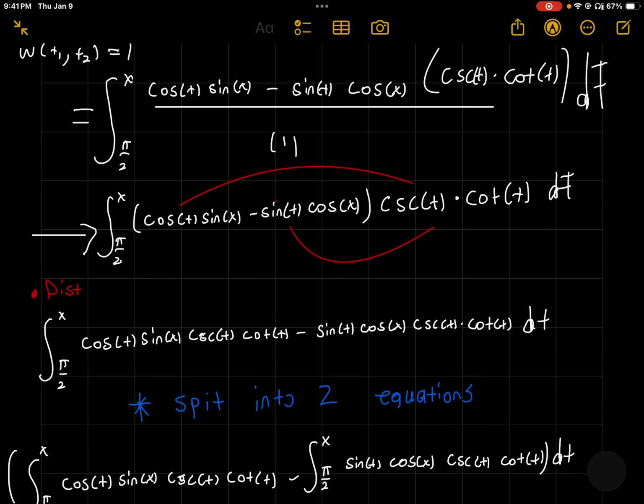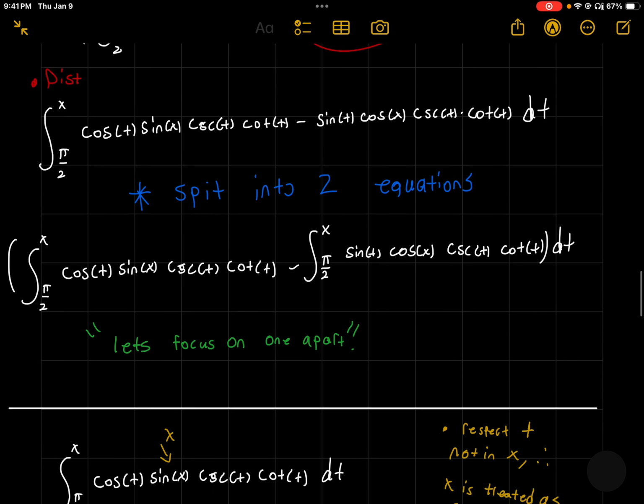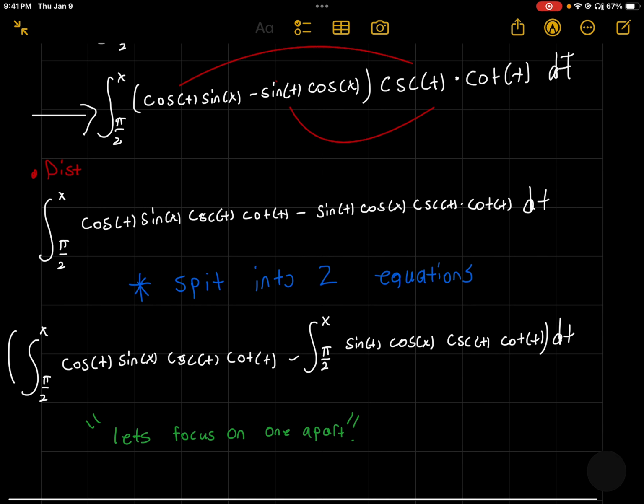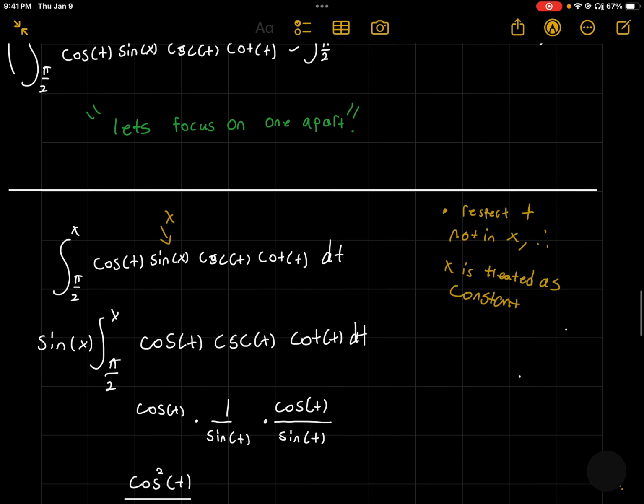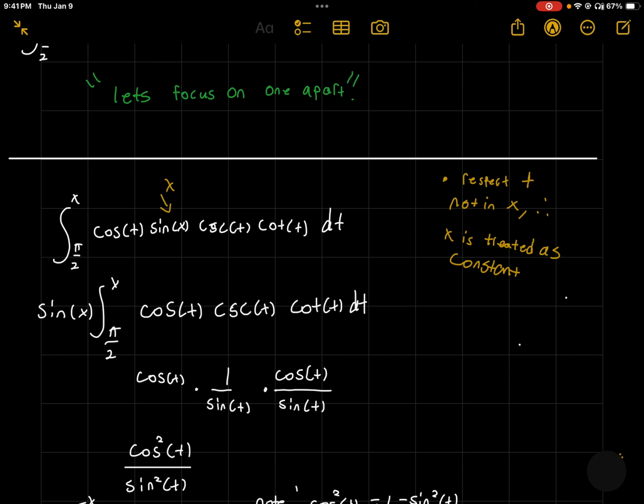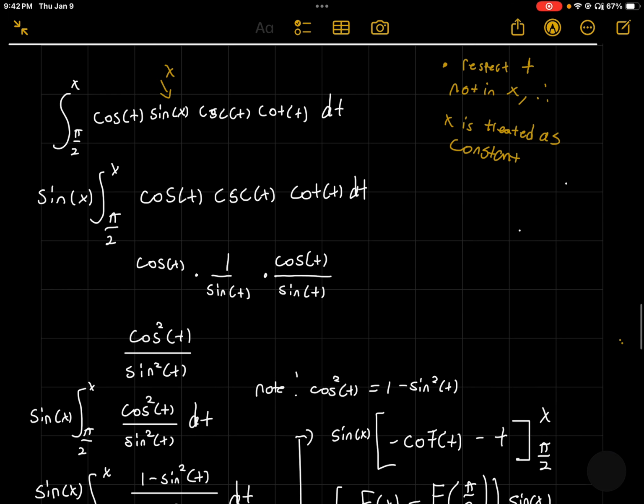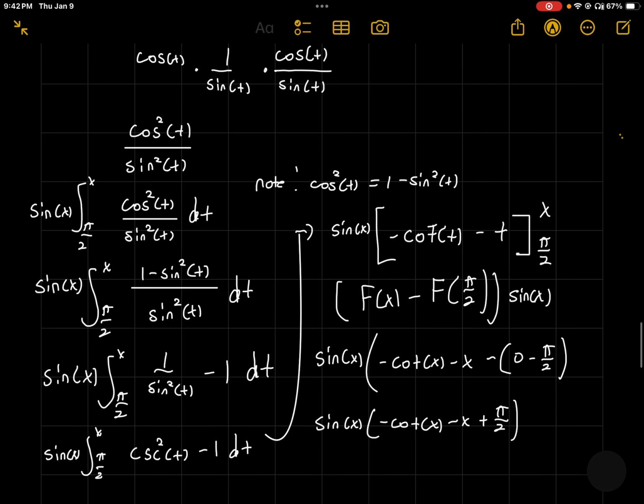What we want to do is split it into two integrals. I decided to focus on one part first, and then the next one is to focus on the other part. From here, anytime we see x or some other variable, we're going to treat it as a constant because the integral is with respect to t. So we move the sine of x out, and I converted everything into terms of sine and cosine. Now I have the integral of cosine squared over sine squared with respect to dt.